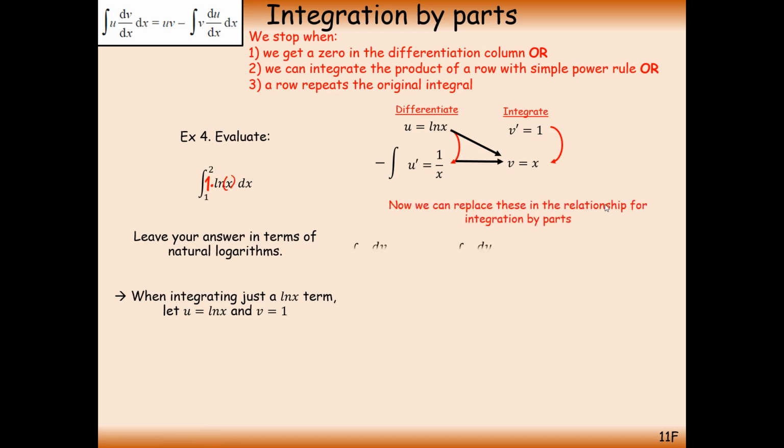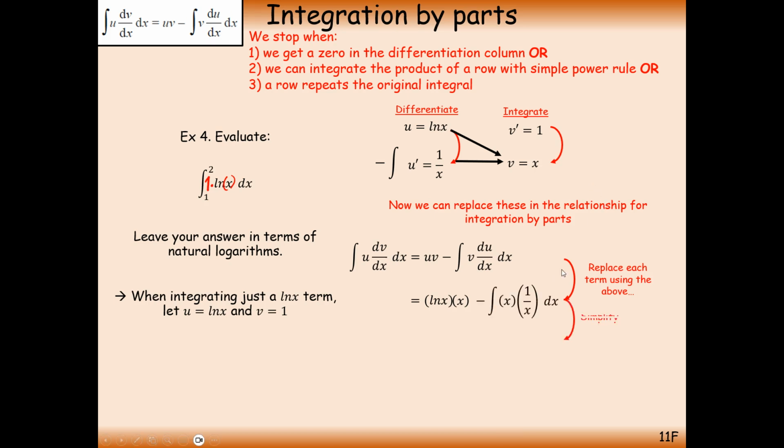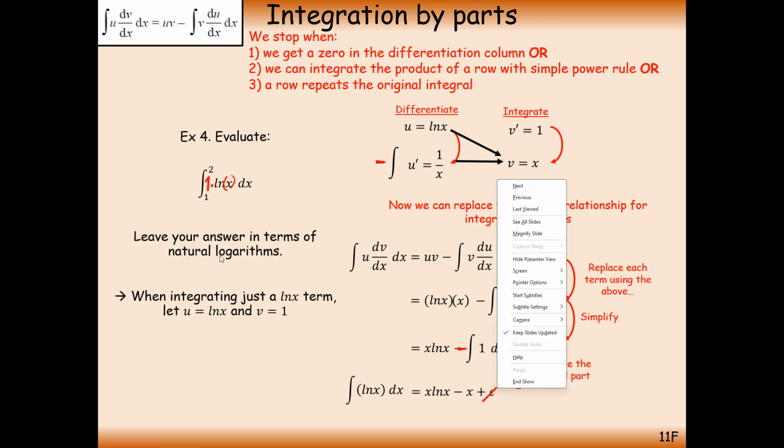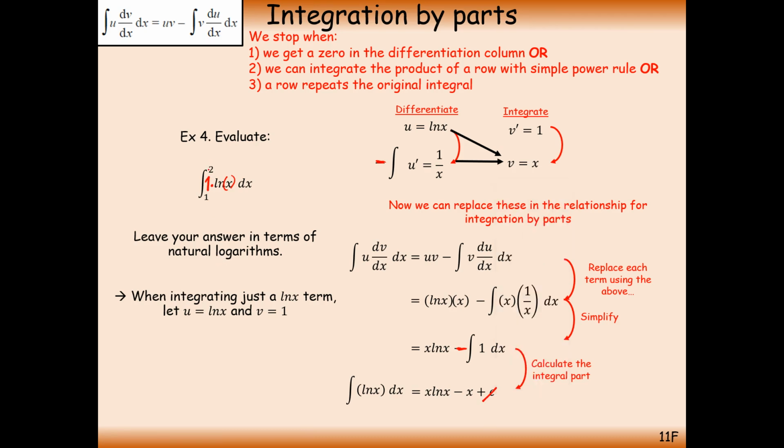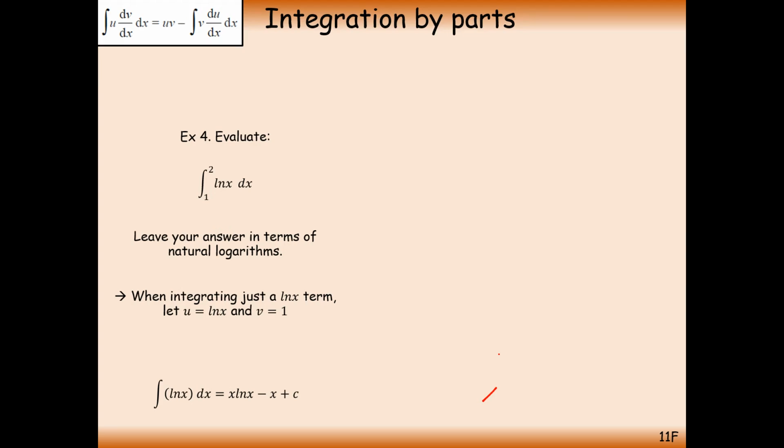Therefore, the final answer is simply log of x times x, replacing those values from u and v with each other, and the integral of 1 with respect to x is going to be x. The minus sign is there because the formula tells us that we have to subtract it. Okay, so actually this is the indefinite integral, but we don't need a plus c because we have limits to substitute. We have 2 and 1 to substitute into that expression.